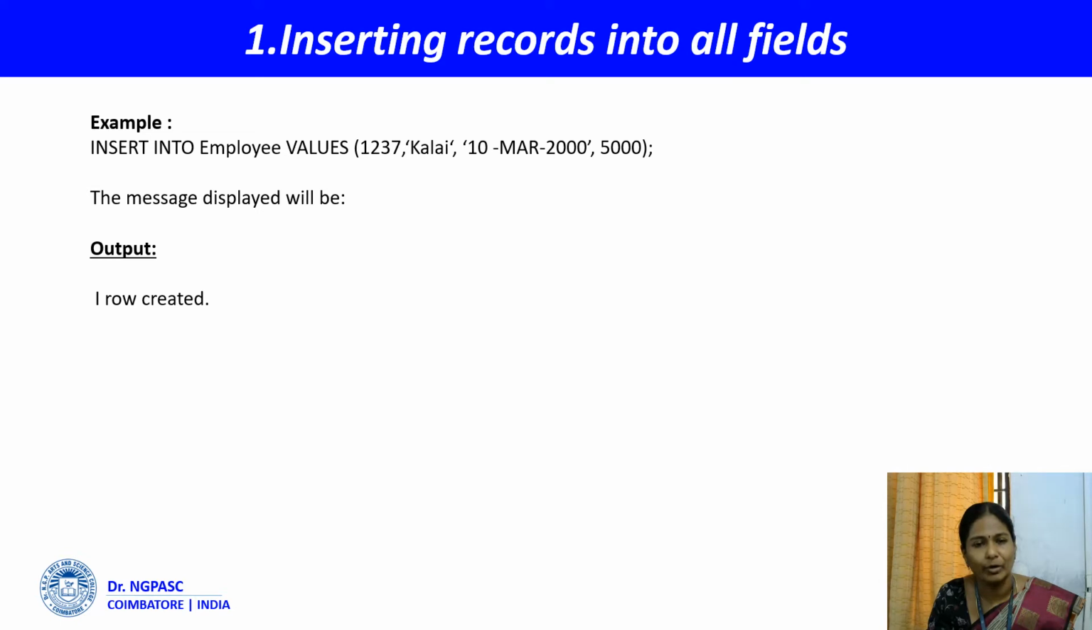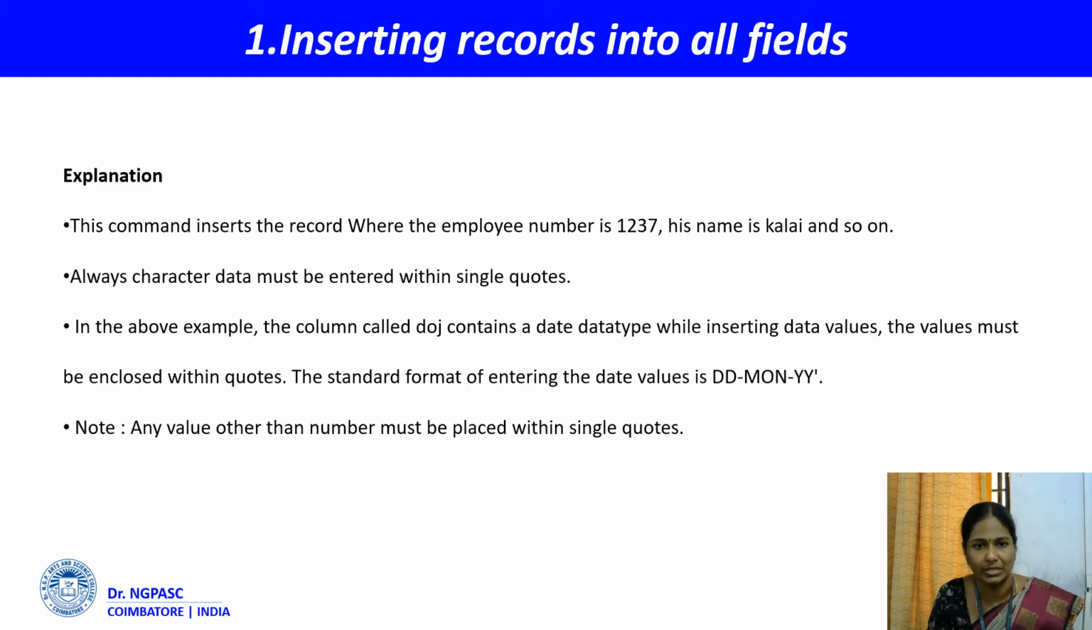Here, what happens after the query? The output will be displayed as one row created. After the output, in the database, the 4 values you gave in the insert statement are inserted into the table called employees. Here the command inserts the record where the employee number is 1237, his name is Kalai, and so on. Character data must always be entered within single quotes.